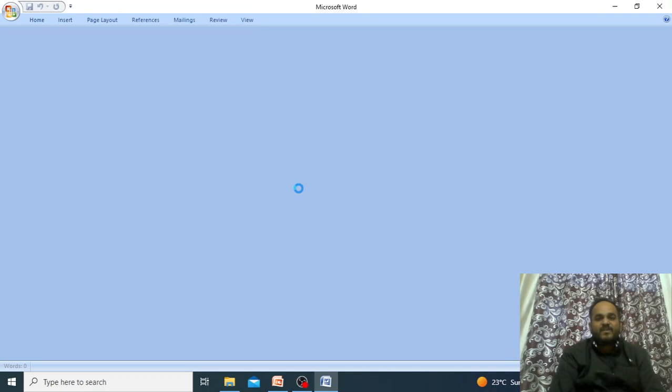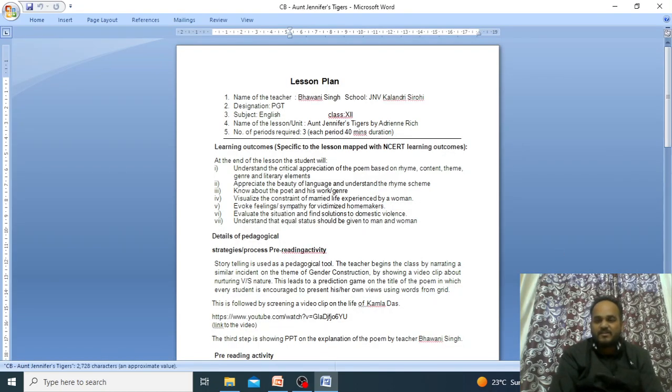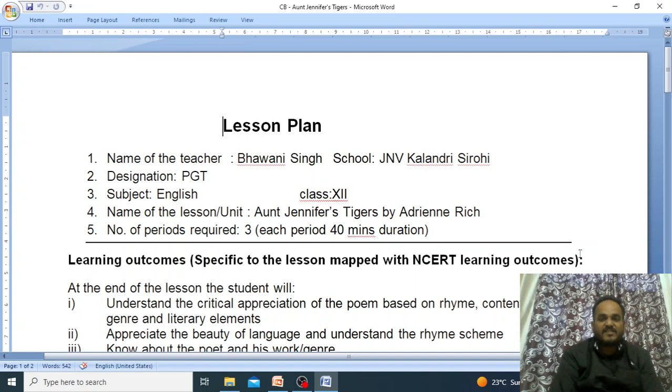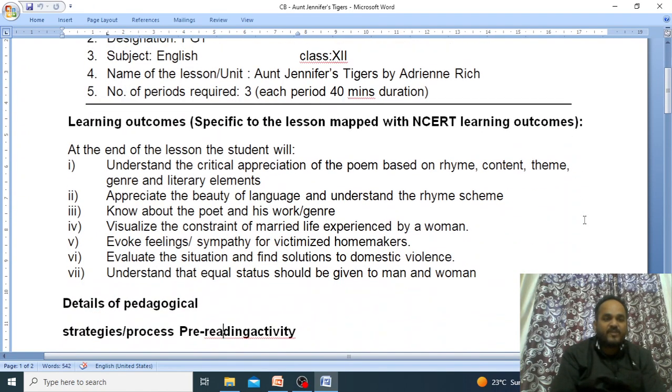This is a poem prescribed for class 12th, Aunt Jennifer's Tigers, and you just see in the learning outcomes, out of 7 learning outcomes, 3 are related to value education. For example, the 5th talks about sympathy for victimized homemakers, the 6th talks about finding a solution to domestic violence, and the 7th talks about equal status, that is to say equality, or no gender bias. So this is the way we will have to put certain learning outcomes from value education also.